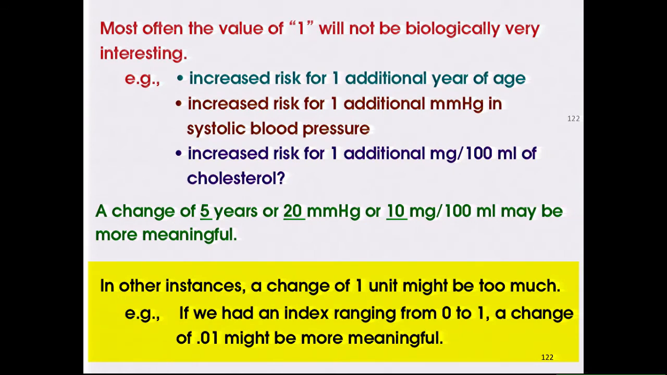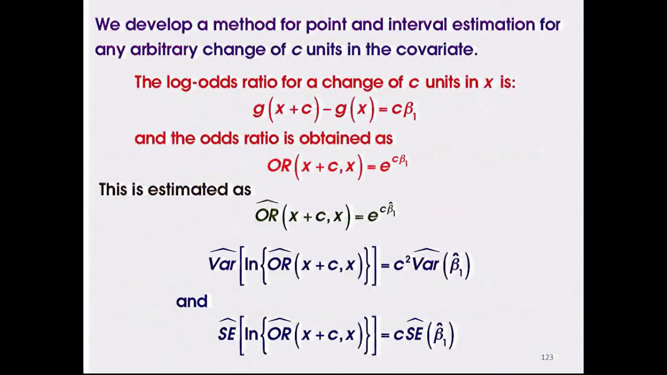So for example, if your variable was an index, and the index ranged from 0 to 1, a change of 0.1 might be more meaningful, because 1 covers the whole range. So you'd want to have a smaller difference and talk about odds ratios there.